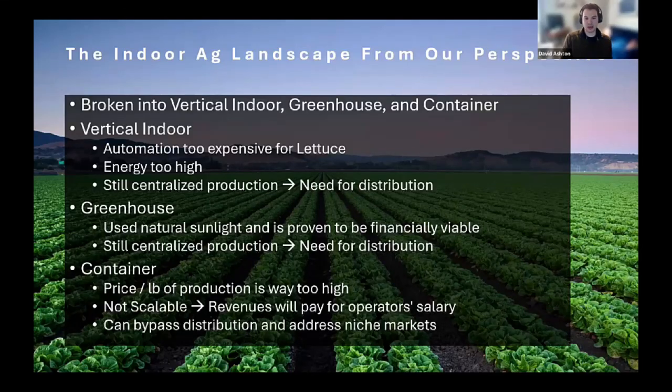But the price per pound of products is the highest of any other farm because there's no automation really in terms of harvesting and transplanting and seeding. There's a lot of LED requirements. You're required to have LEDs. And then lastly, containers are just not designed to grow produce, and so they have to be heavily modified to actually be able to grow produce efficiently. But the benefit of containers we saw was their ability to bypass distribution and address niche markets.